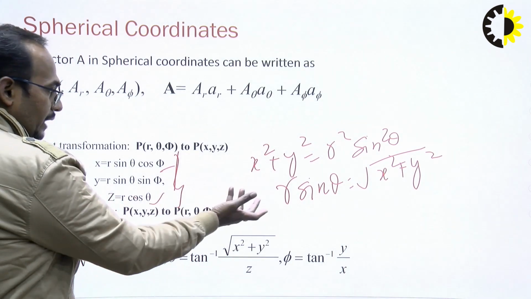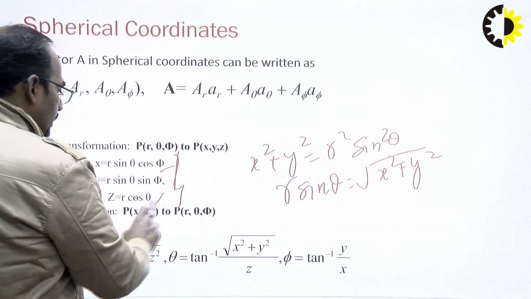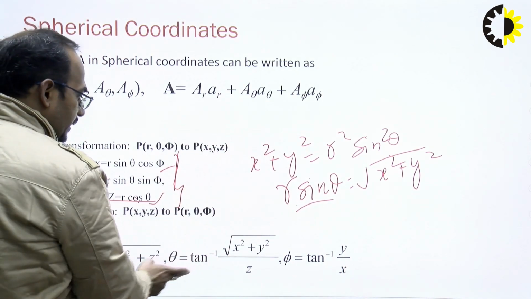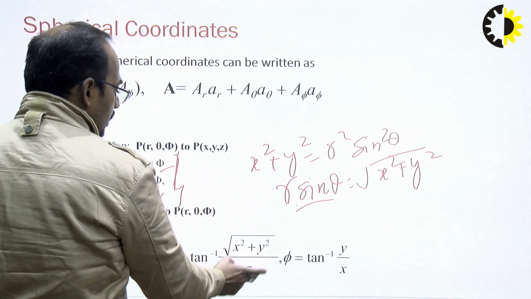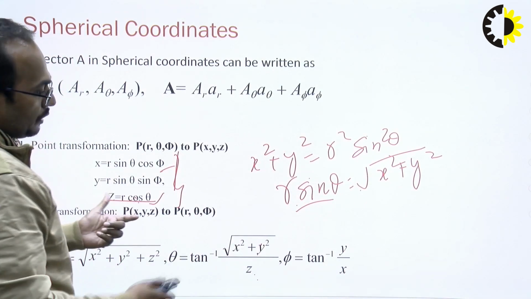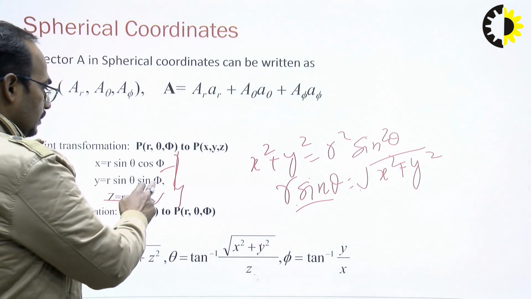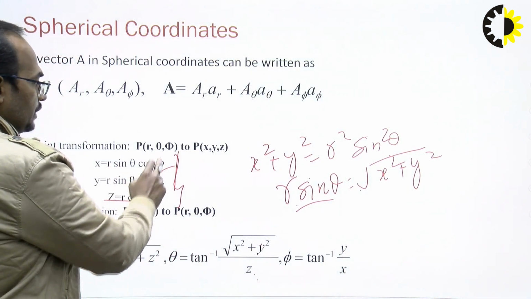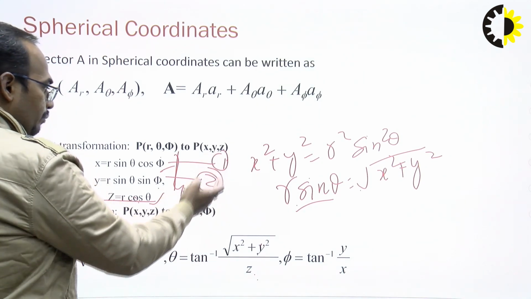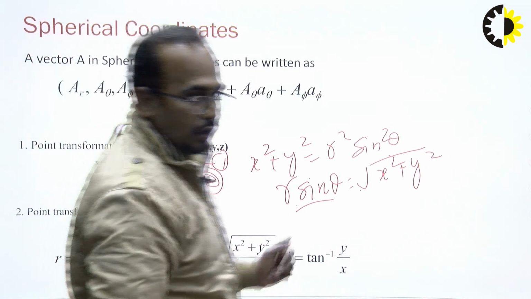So what will be the value of tan theta? You can divide this equation by this equation. r sin theta by r cos theta will give the value of tan theta, and this will be equal to under root x square plus y square by z. And phi is equal to tan inverse y by x. You can get it from here by dividing these two equations. Say this is equation 2, this is equation 1. Divide equation 1 by equation 2 and you will get the value of phi.